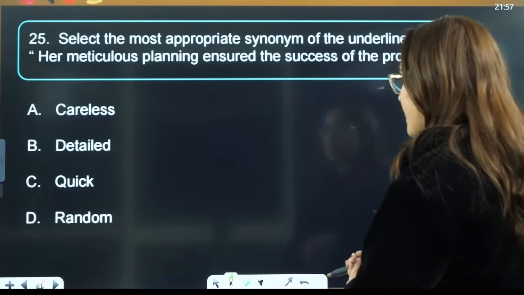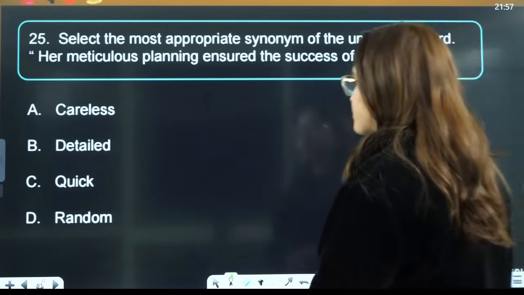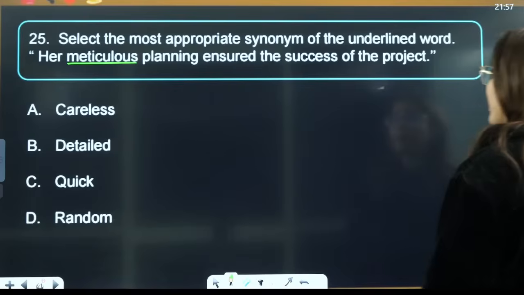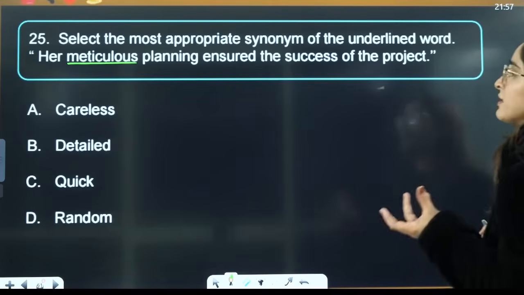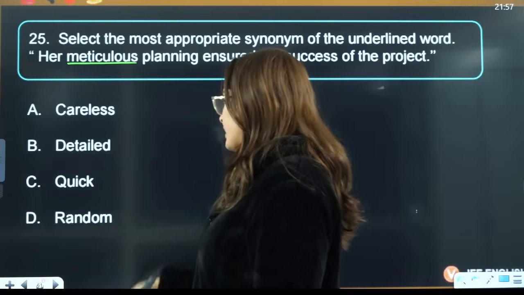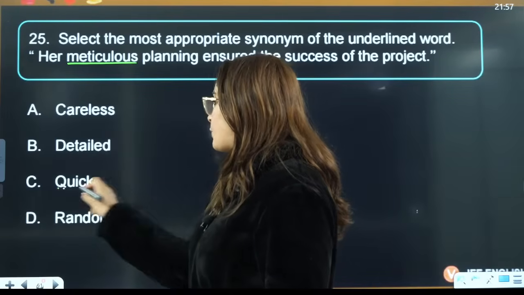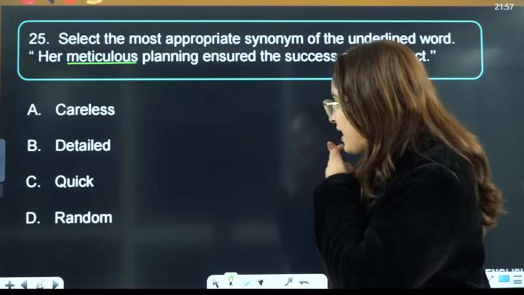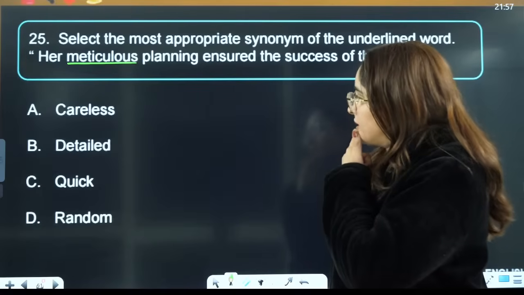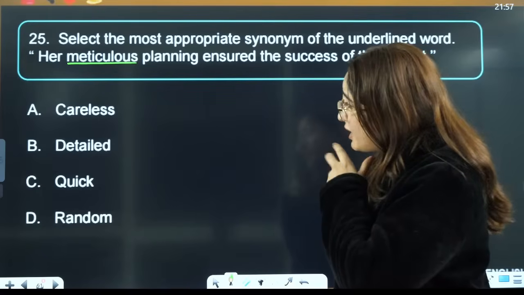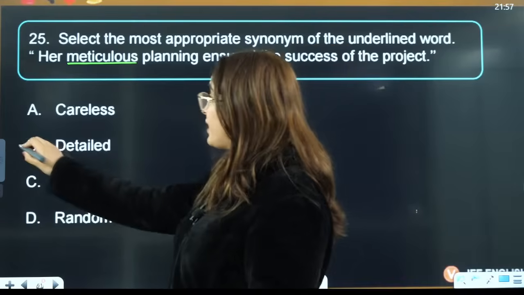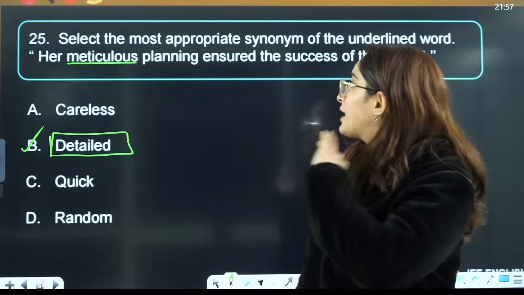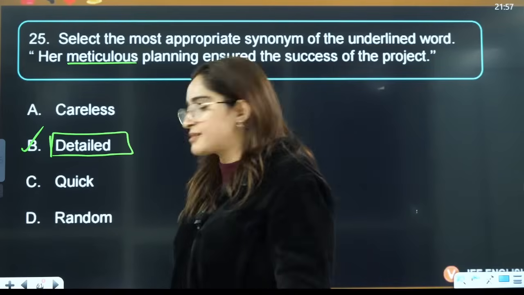Okay, select the most appropriate synonym. Her meticulous planning ensured the success of the project. Meticulous will be the word here. Meticulous planning ensured the success. If it is ensuring the success, that means the planning is good. Right? So its synonym will be detailed. Careless will not be there, random planning will not be there, quick planning should not be there. It would be detailed planning. Detailed, very good. Only detailed planning will ensure the success, right?